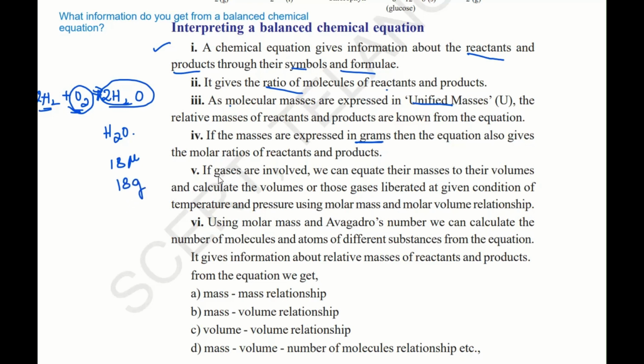And we will know whether the gases are evolved or not, right? If there are gases, we will find out their volumes. We calculate the volume of the gas that is liberated, and at what temperature and at what pressure it is liberated also we can calculate, right? So that will help. Using which, what are you going to do? Using the molar mass and molar volume relationship.